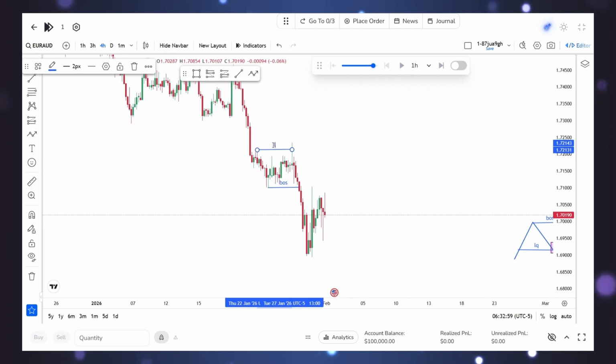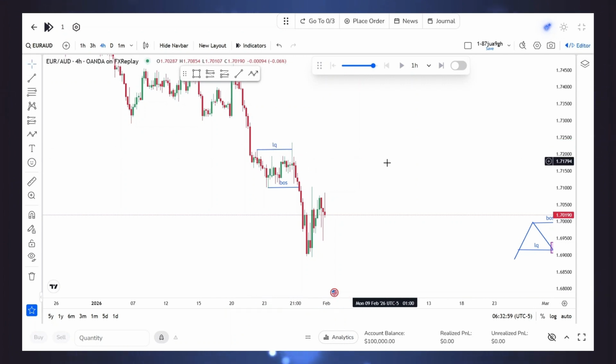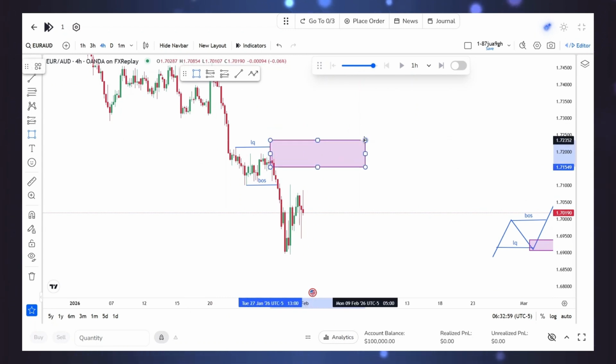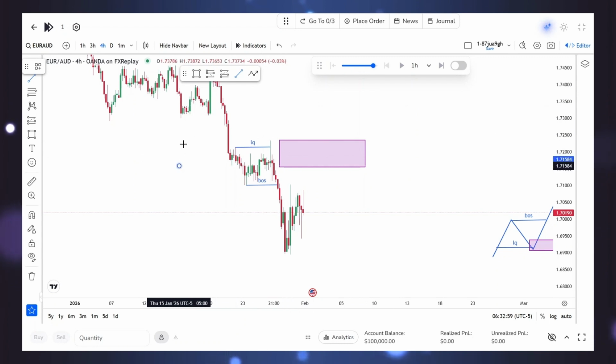This liquidity was swapped. Let me mark it. Liquidity swapped right there. So after that, we do what? Order block. This is our order block right here. It's not strong because of this long wick right here. So we might miss our entry.